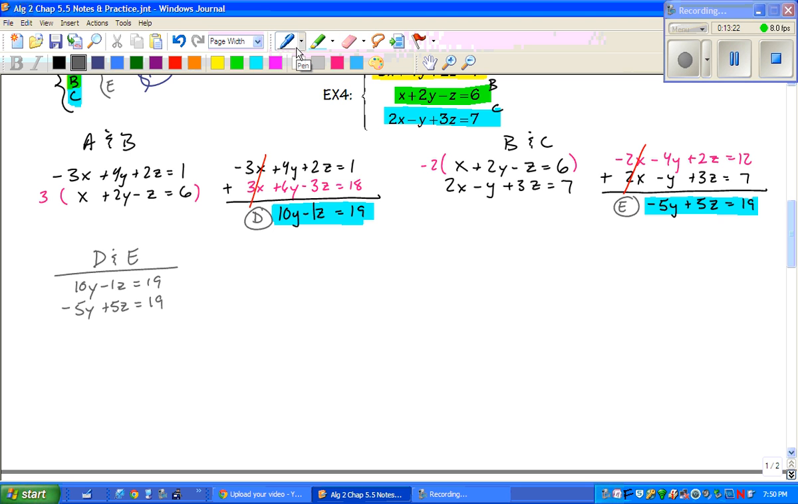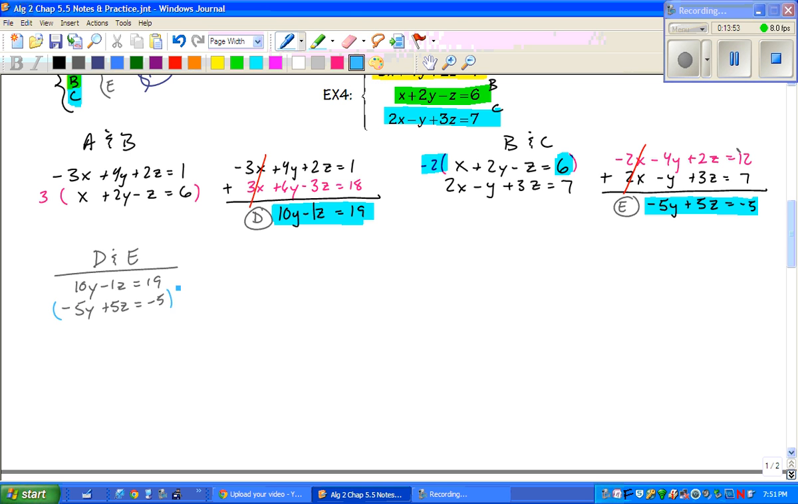Jeez. Mr. Grice made a mistake. Does anyone know what it is? What's negative 2 times 6? That should be a negative 12, which makes that a negative 5. And see, just one small mistake like that, guys, can change everything. So that's why it's really important that you're paying attention.